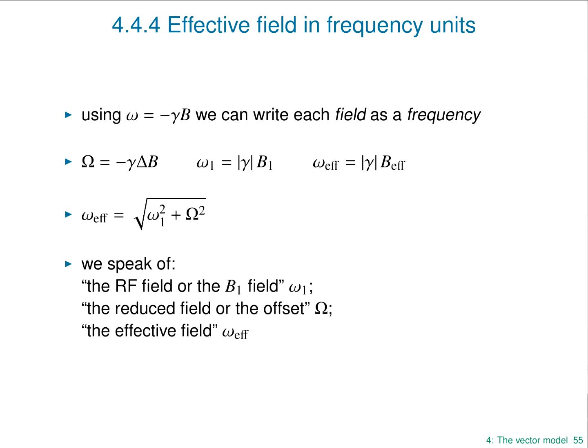So you end up here with some very strange language the first time you hear it. So NMR spectroscopists will say the RF field, which is the B1 field, and they'll give you a frequency, omega. So you think, hang on, aren't magnetic fields measured in Tesla? You say, no, it's a frequency. All right? And they'll talk about the reduced field or the offset, and that's a frequency. And they'll talk about the effective field, and that's a frequency as well. So these are all magnetic fields, but they're almost always expressed in terms of frequencies, just using this omega equals minus gamma B notation. Don't worry, you'll get used to it.